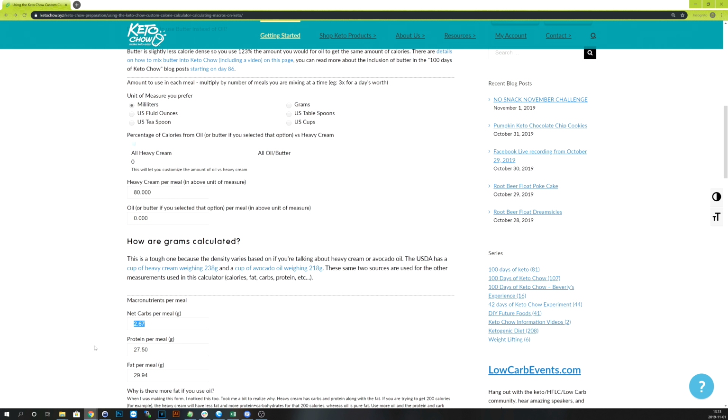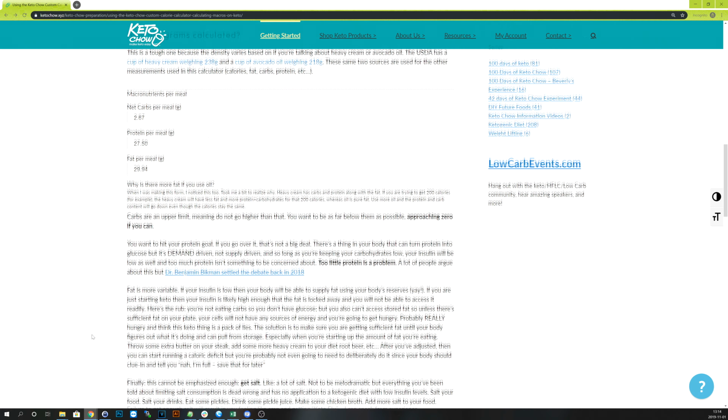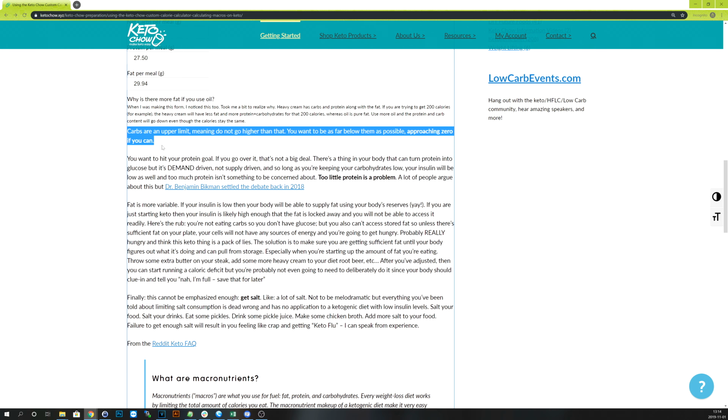This number actually gives you the right amounts. And down here below, I have some additional information: carbs are an upper limit. You'd never want to go above the carbs as far as what you got on the calculation page from Maria. Protein is a goal. You want to get that high. If you go over it, it's really not a big deal. In fact, the biggest problem is too little protein.